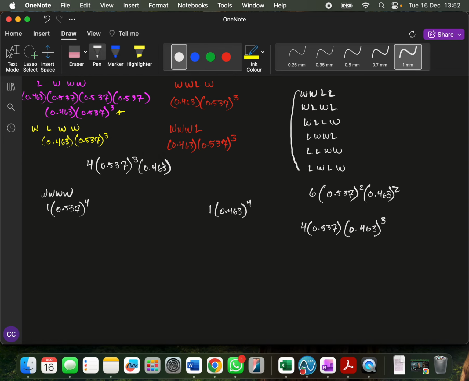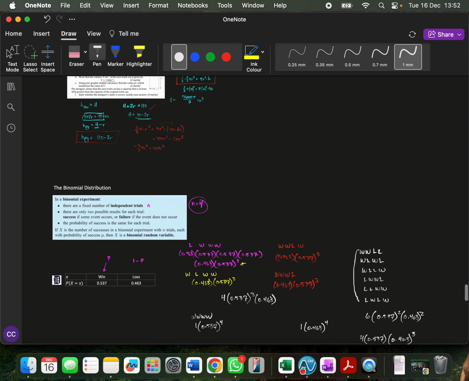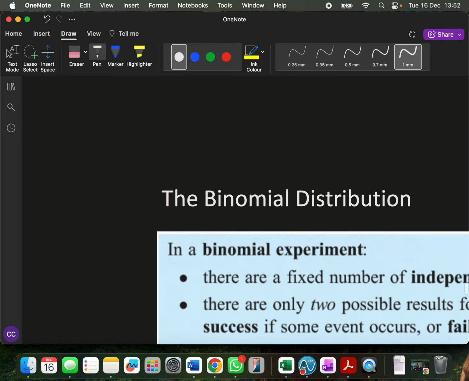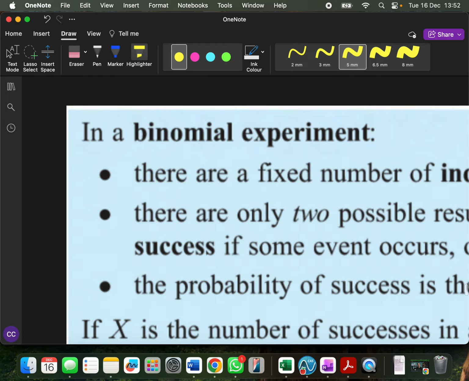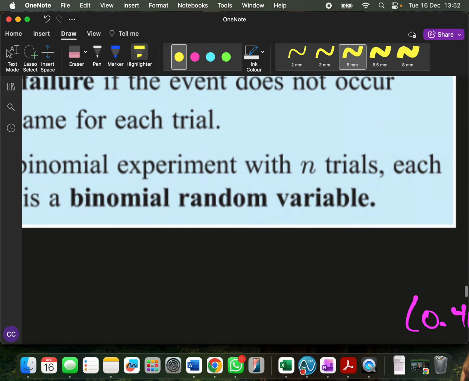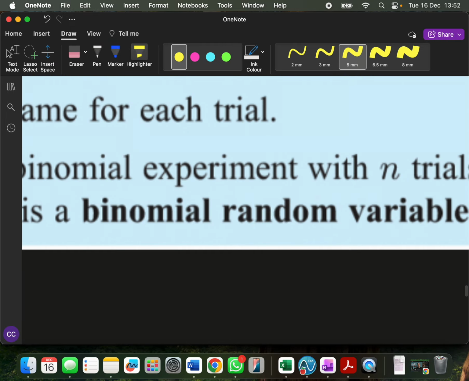Now, hopefully you are noticing something about these combinations, and I'm going to give you a hint. This is a binomial theorem situation. The binomial distribution follows the binomial theorem.